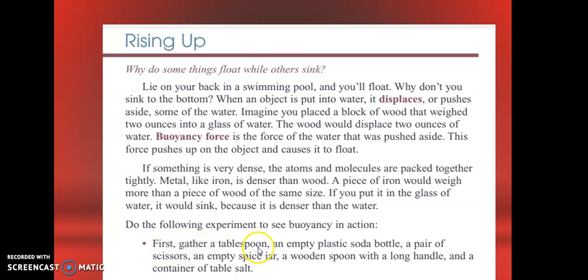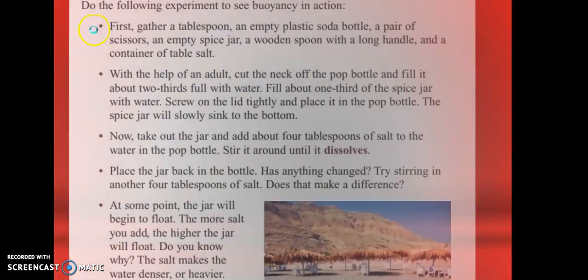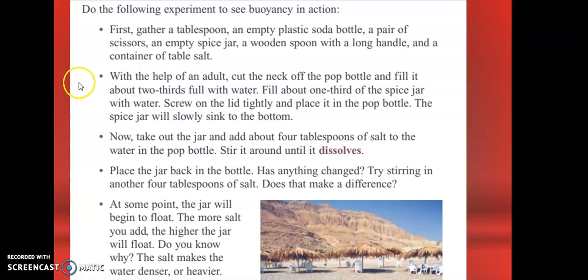First, gather a tablespoon, an empty plastic soda bottle, a pair of scissors, an empty spice jar, a wooden spoon with a long handle, and a container of table salt. With the help of an adult, cut the neck off the pop bottle and fill it about two thirds full with water.